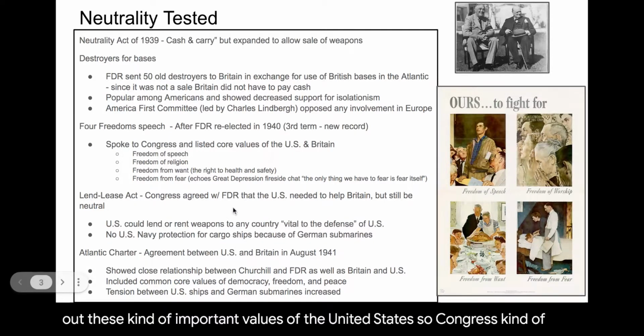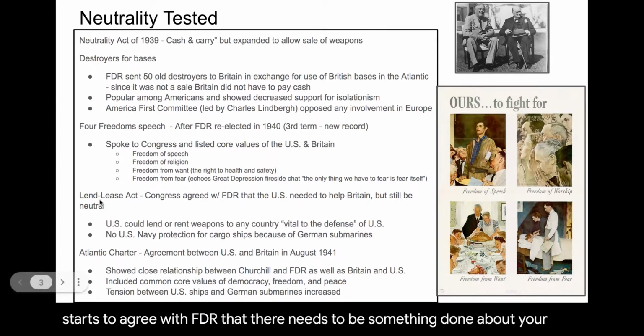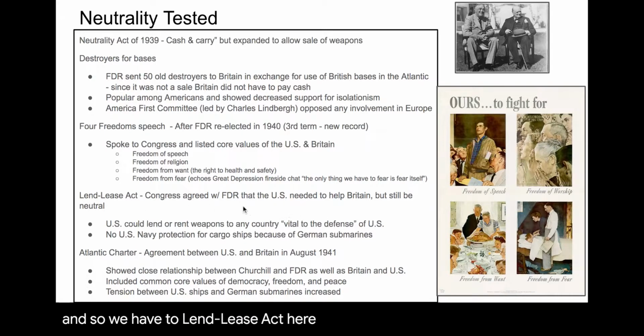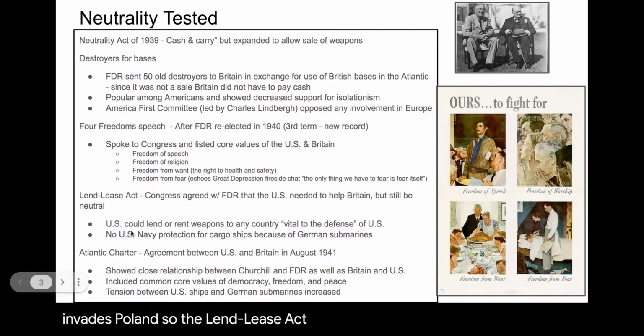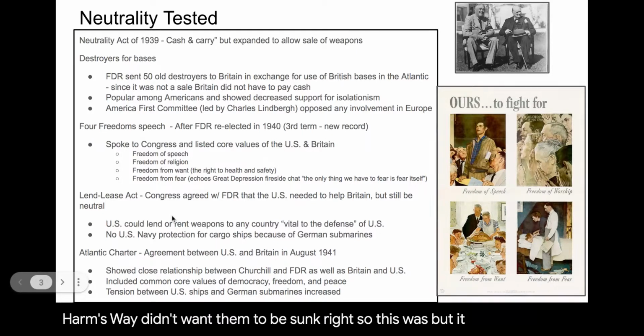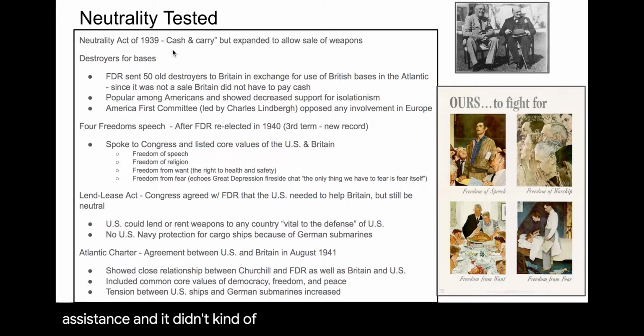So Congress starts to agree with FDR that there needs to be something done about Europe. And so we have the Lend-Lease Act here. But they weren't quite ready for the U.S. to fully jump in here. And so this is after 1940. So at this time, the Battle of Britain is going on. The war has actually begun in Europe after Hitler invades Poland. So the Lend-Lease Act basically says the U.S. could lend or rent weapons to any country vital to the defense of the United States, right? But there was no Navy protection for the cargo ships because they didn't want American ships to be in harm's way. They didn't want them to be sunk. Right. So it was direct assistance, and it kind of reversed the cash and carry.